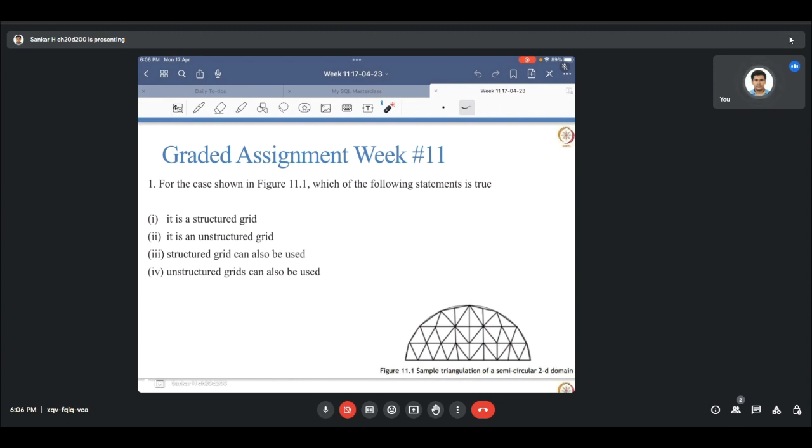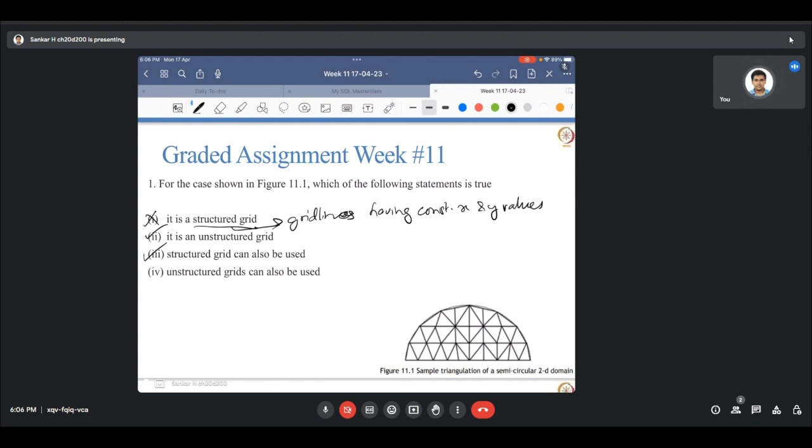The correct answers here are that this is an unstructured grid, and a structured grid can also be used to study this analysis. This is obviously not a structured grid, where a structured grid is defined as having grid lines with constant x and y values.